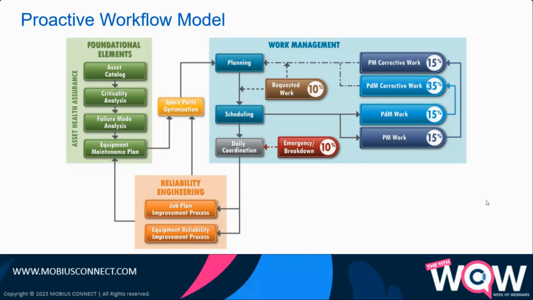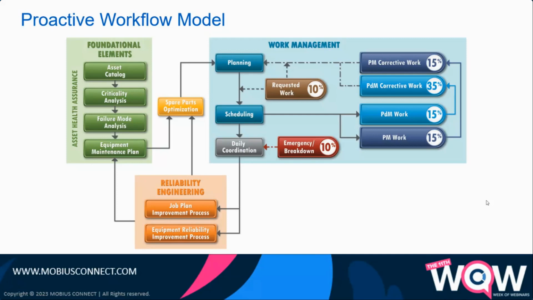If you add all those numbers up, that totals 80%. 80% of all the work that's being done is proactive, planned, scheduled, and executed work. The remaining 20% is split between requested work and emergency breakdowns. That's 10% reactive work, that's your emergency breakdowns, and 10% remaining for requested work, right?